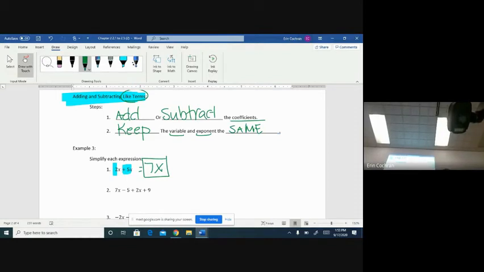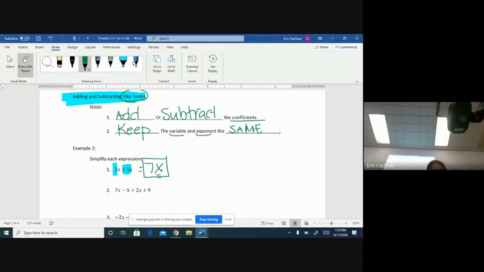I kind of think of it this way too. A lot of people see x squared and x squared and want to make it x to the 4th. I always think about adding and subtracting in terms of fruit. If I have 2 apples plus 5 apples, when I add them, I have 7 apples. They don't become oranges, do they? They do not. So that's why your variable is always going to stay the same, and your exponent too.